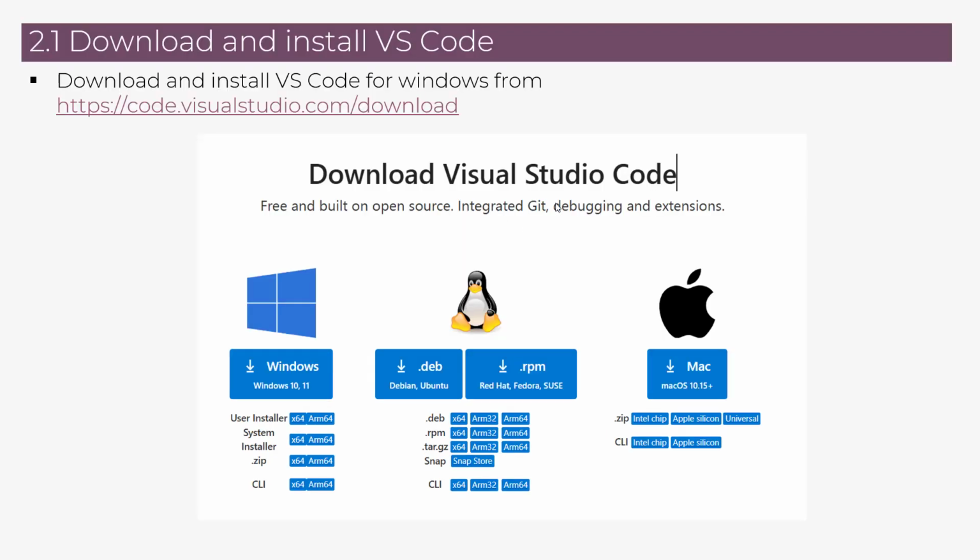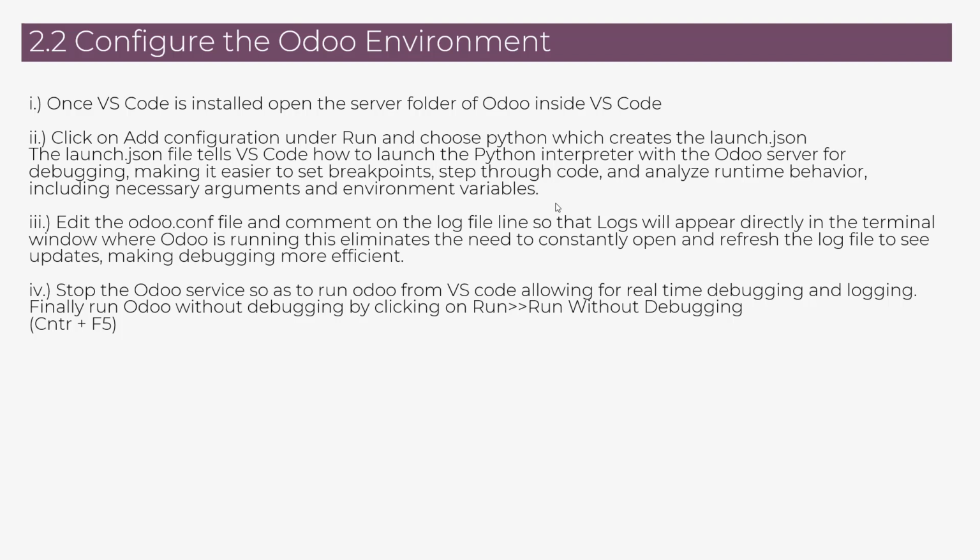Okay, so we have installed VS Code. So next we are going to configure the Odoo environment. So once VS Code is installed, open the server folder of Odoo inside VS Code. Let us do that.